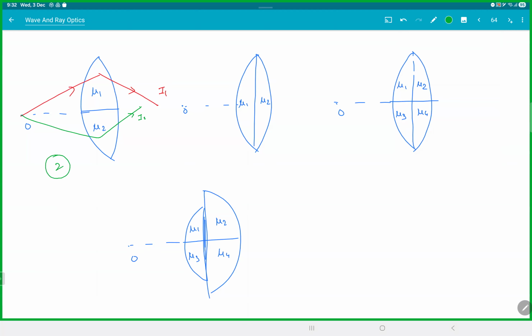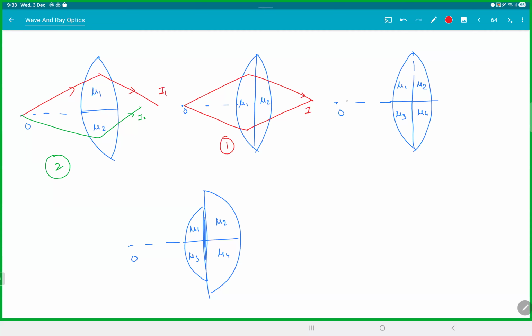What about the second one? Even though there are 2 different mediums, understand this, the light rays are not unique. Whatever light rays go on the top will pass through mu1, mu2. The light rays on the bottom will also pass through mu1, mu2. They're identical. You get only 1 image.